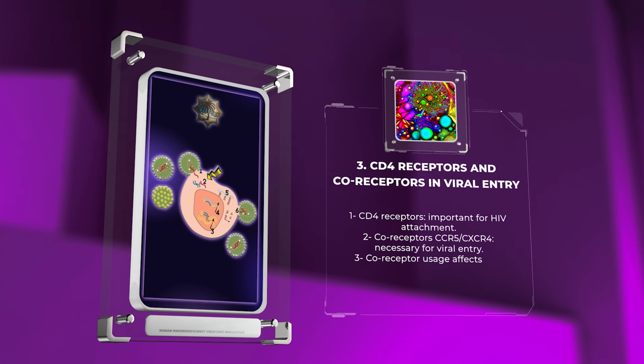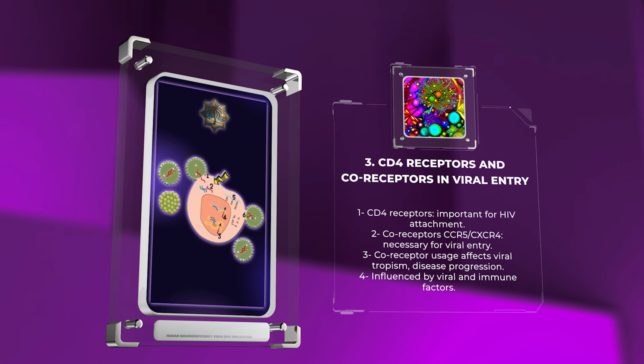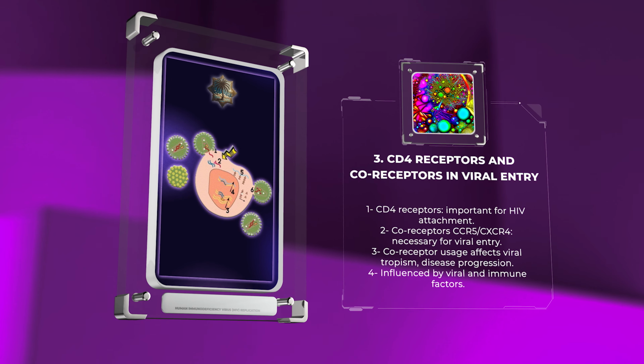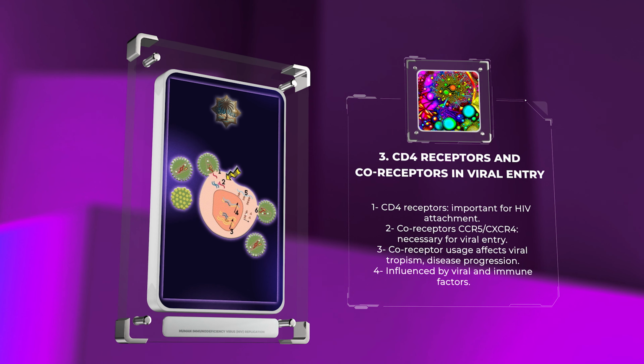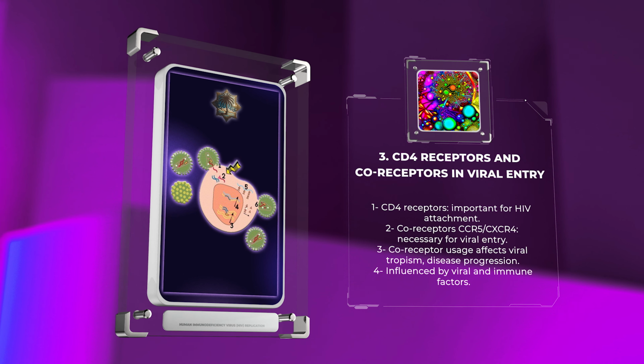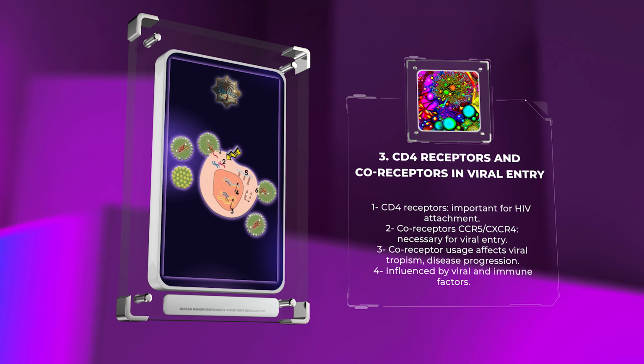CD4 receptors on helper T cells are important for HIV attachment, but co-receptors CCR5 or CXCR4 are also necessary for viral entry. Co-receptor usage affects viral tropism and disease progression, and is influenced by viral and immune factors.